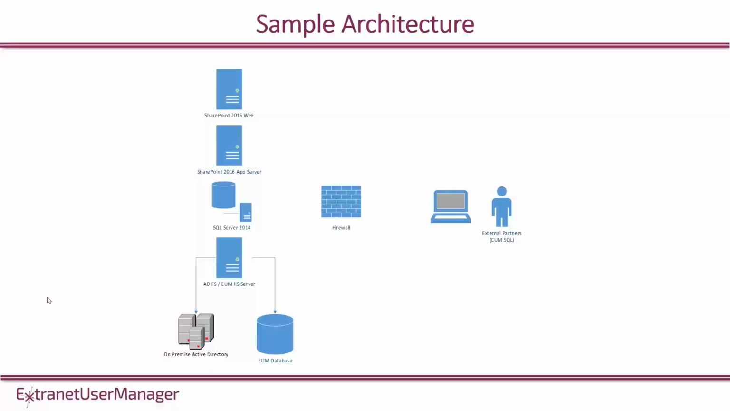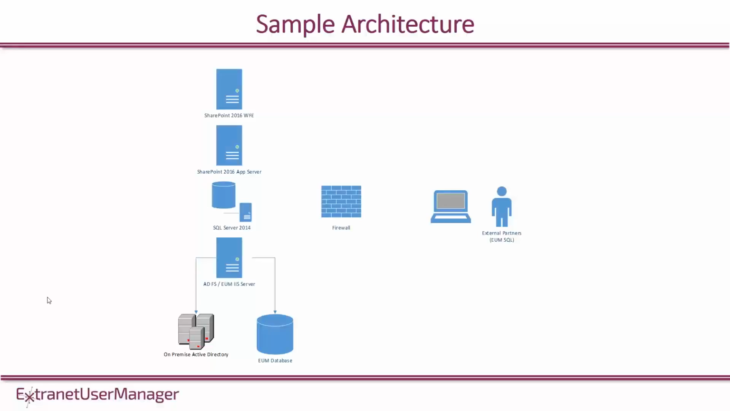We need a SQL database for EUM. There needs to be Active Directory there to support SharePoint. That could be in your internal network. It could be in your DMZ if you've got a secured area for it. All of that obviously needs to be behind a firewall, and then your external partners can come in through that. They can authenticate through EUM, and they can hit your SharePoint from there.